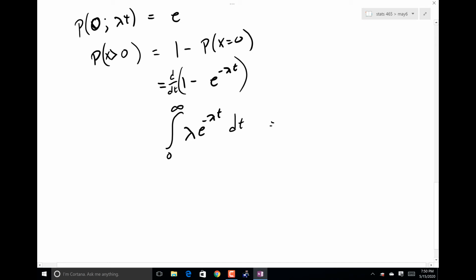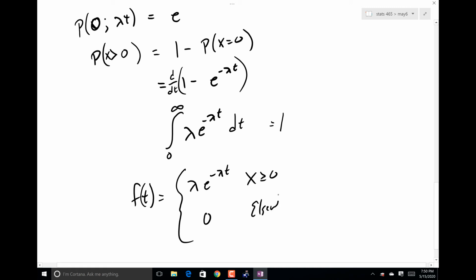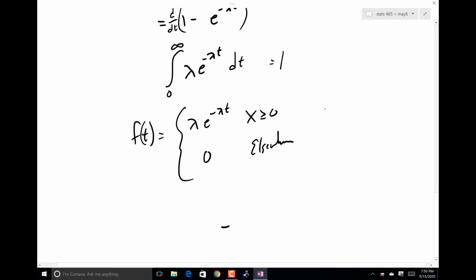Turns out you get 1. It turns out that this piece right here, f of t equals lambda e to the minus lambda t, where x is bigger than or equal to 0, or 0 elsewhere, is what is referred to as the exponential PDF. Okay? Now think about what that would look like.